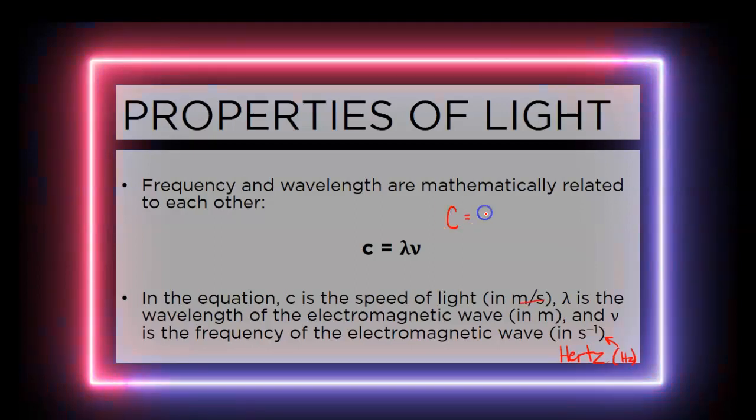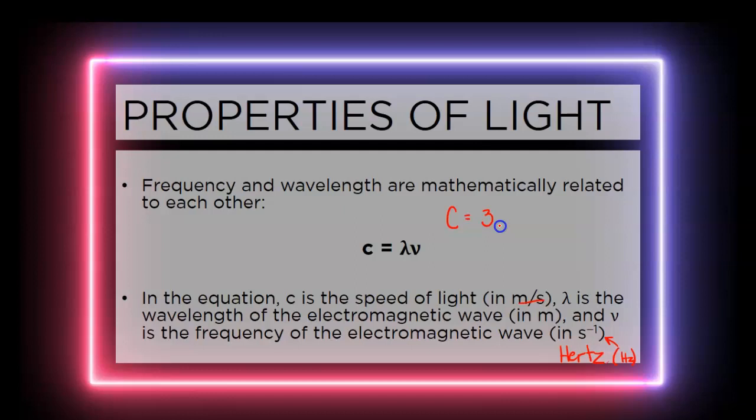You might have seen it in E equals mc squared. But it's 3.00 times 10 to the 8th meters per second. In your calculator, nice and easy, just type 3E8.